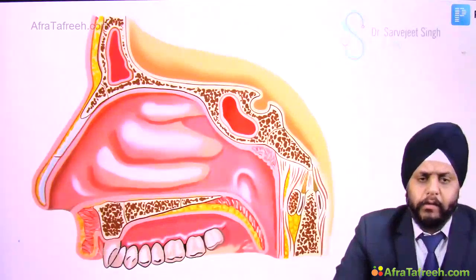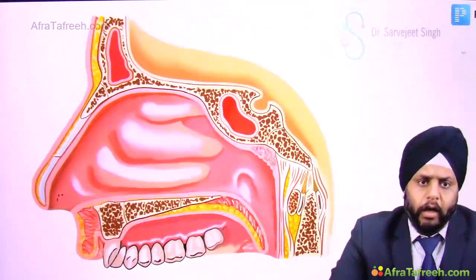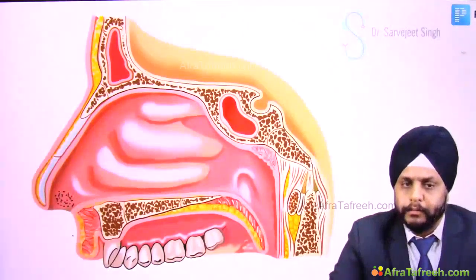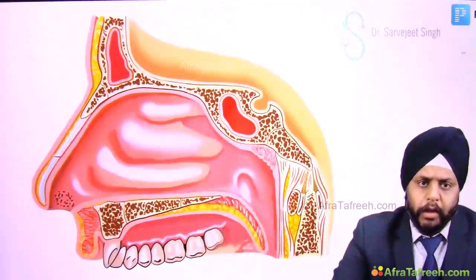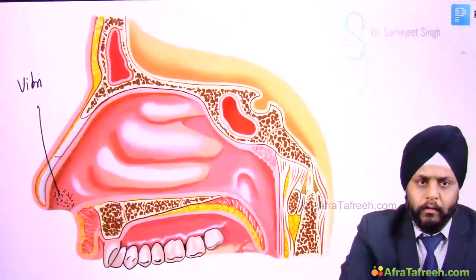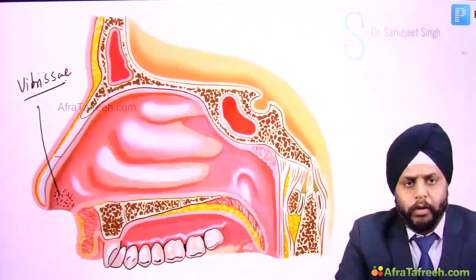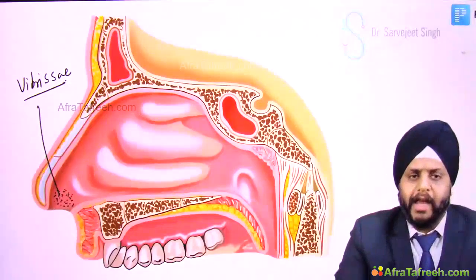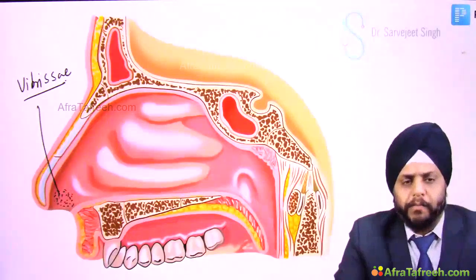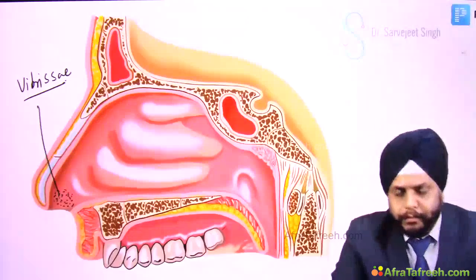As you can see, this is the photograph of the lateral wall of the nose, and as soon as we enter into the nasal cavity, we will find that there are a lot of hairs over here. In the anterior most part there are a lot of hairs. These hairs are known as vibrissae. What is the function of these hairs? During breathing, when we breathe air, these hairs act as filters. They filter out the big dust particles, do not allow them to go into the airway.